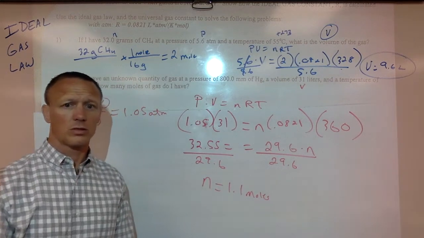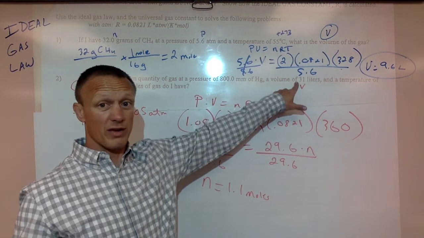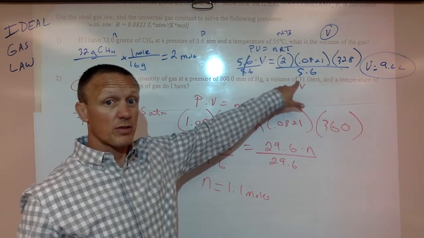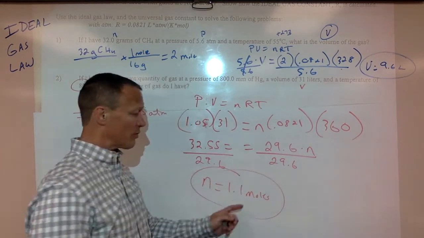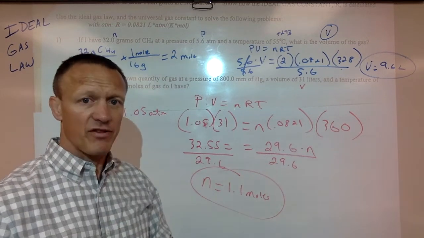1.1 moles. I was thinking it'd be a little bit more than that, but remember 22.4 liters is a mole at STP. Okay, we're at a different temperature, pretty close to 1 mole. Now, if it asked you the number of grams this was, you could multiply the moles by the mass from the periodic table of that gas, in grams, if you knew what the gas was.